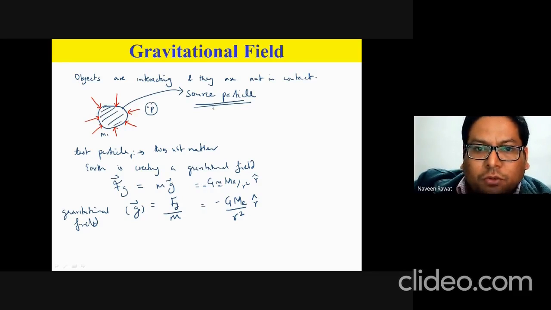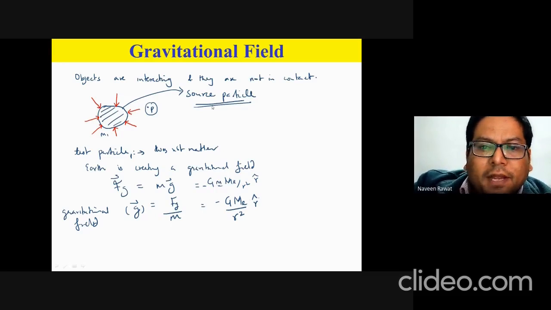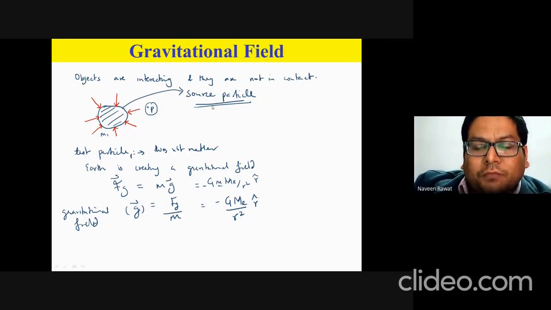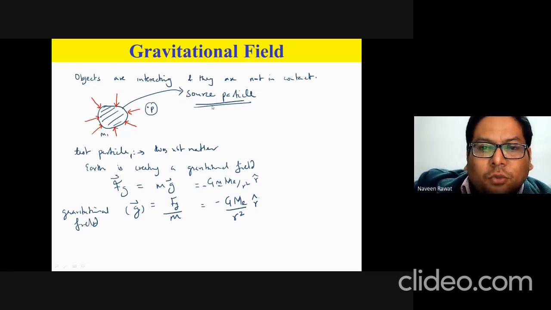For example, if there is earth, it's the source particle, it is creating a gravitational field, and any object, an asteroid or a satellite, that comes within an effective distance where this field is strong will get attracted towards the source particle. We can visualize that this field is pointing towards the center of the earth. With these red arrows is how we are depicting where this field is pointing.